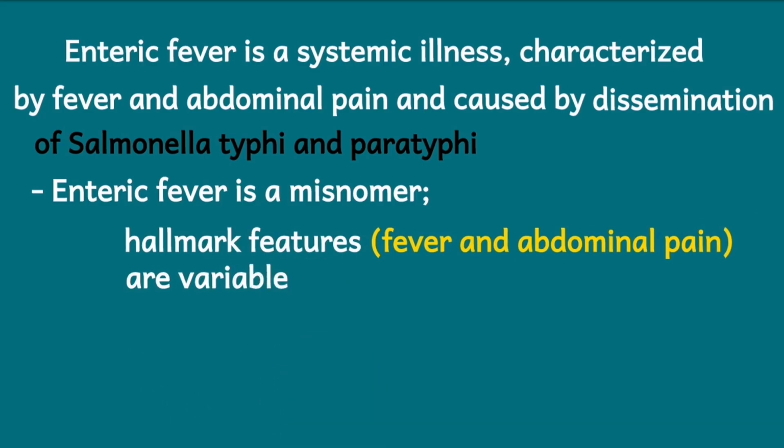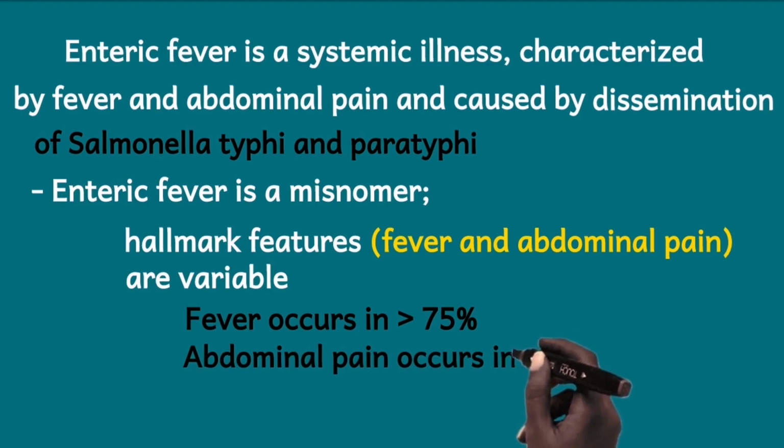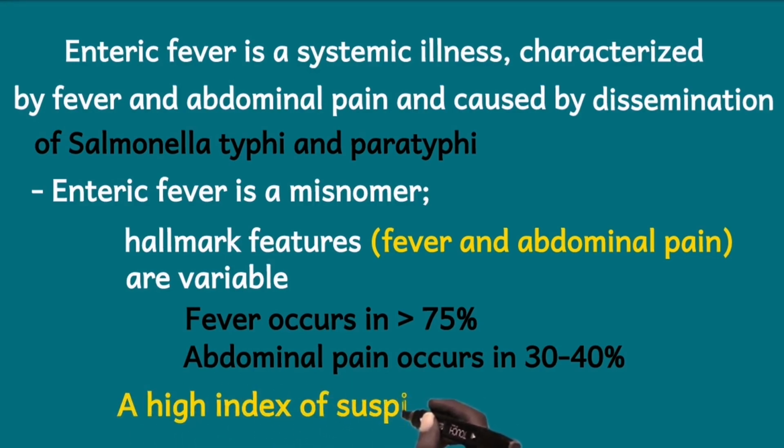What I mean is, for example, fever has been documented to occur in more than 75% of cases, and that is a reasonable percentage. Abdominal pain, however, occurs in only 30 to 40% of patients with enteric fever. It means that if you pick 10 patients with enteric fever, only 3 to 4 patients would have abdominal pain. And so a high index of suspicion is needed to diagnose the condition when evaluated.